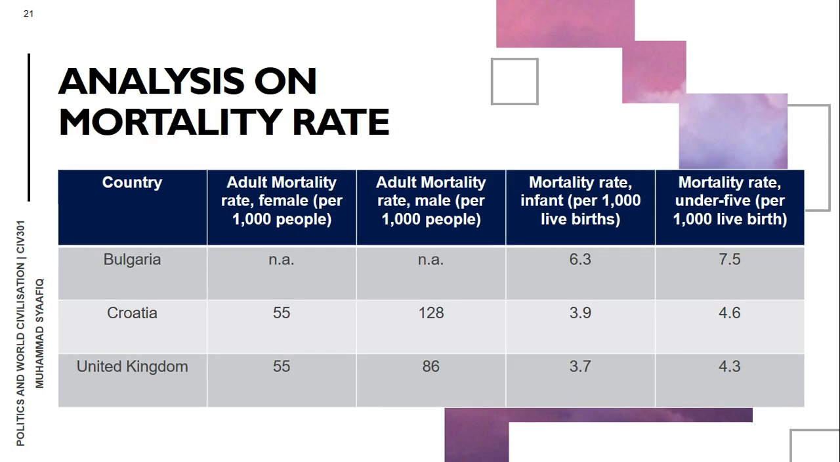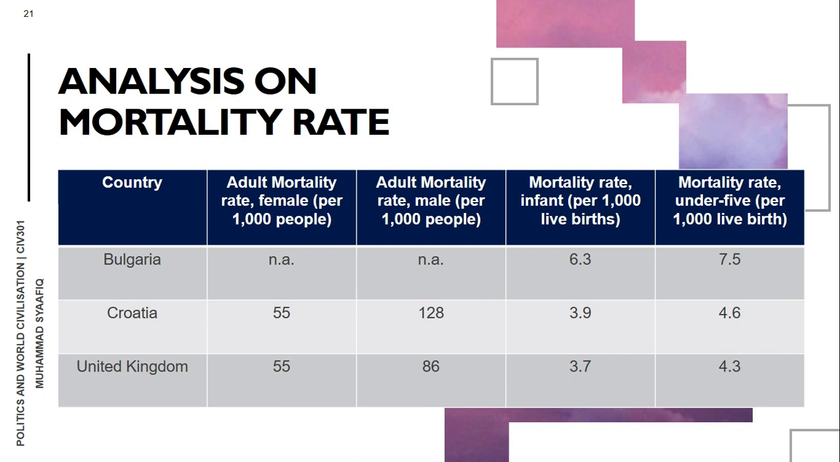The second analysis is mortality rate. It shows that Bulgaria has the highest mortality rate, although there is no available data on adult mortality rate for female and male. But on infant mortality rate, Bulgaria has the highest, which is 6.3 per 1,000 live births compared to Croatia 3.9 and the United Kingdom 3.7.